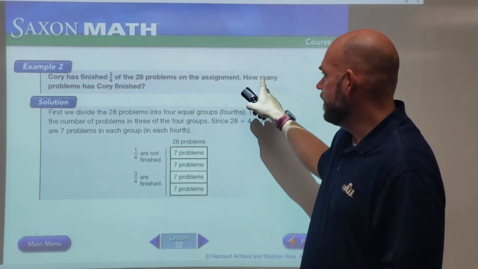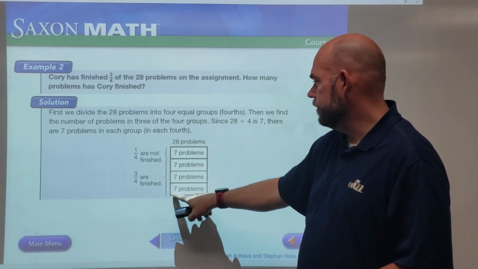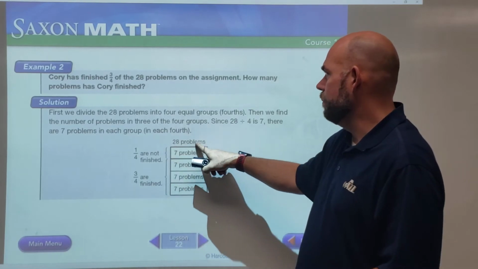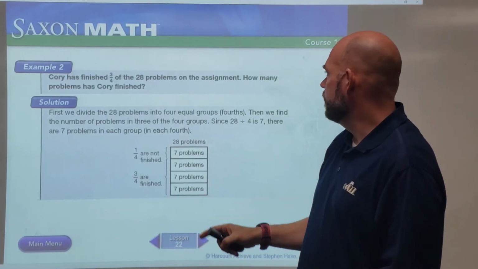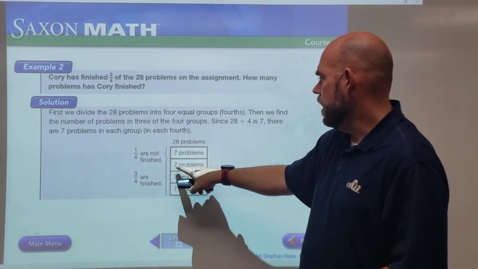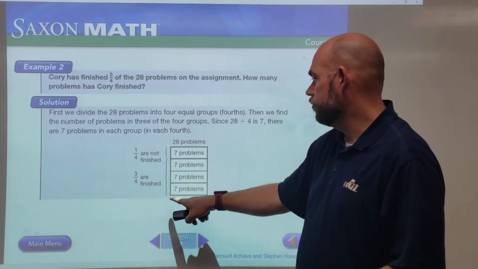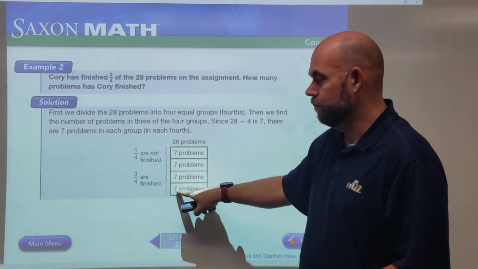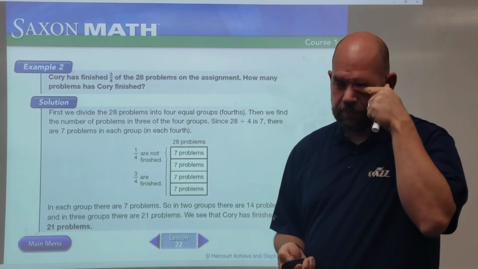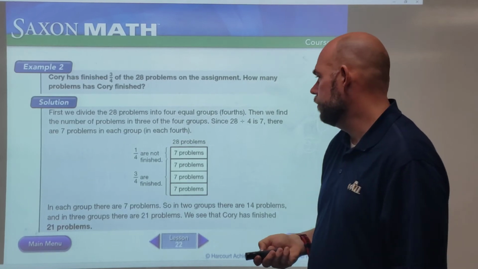And then it says how many problems he's finished. We know 1/4 are not finished, so we take 3 of those boxes and group them together. But it says how many problems has he finished, so we take the 3 boxes and just multiply that by 3. 7 times 3 is 21, or we can add it up. 7 plus 7 plus 7 is 21. So he's completed 21 problems. Crazy, right? Good job, Corey. Just finish strong on those last 7.